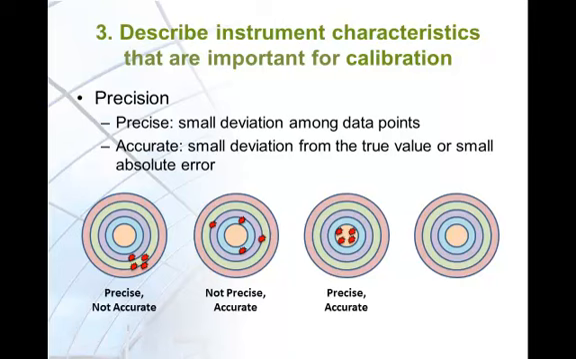We take a final 4 shots at the last bullseye. This time the shots are not grouped close together and their average is not near the center of the bullseye. This is neither precise nor accurate.